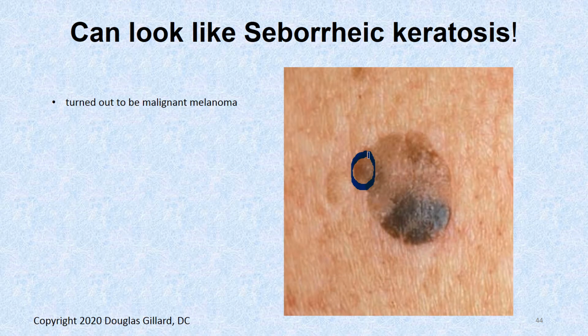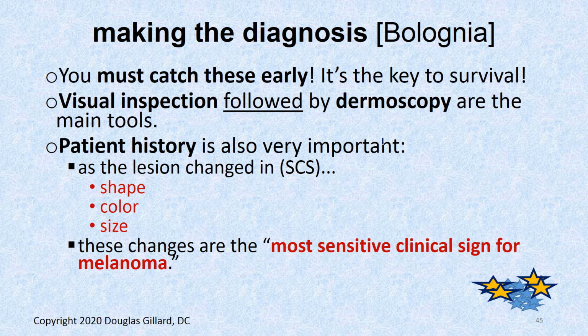But that's why for primary healthcare providers like chiropractors or medical students or PT students, you just look for these. If it breaks the ABCs, you refer it out. So yeah, you've got to catch these things early, right? That's the key to survival.